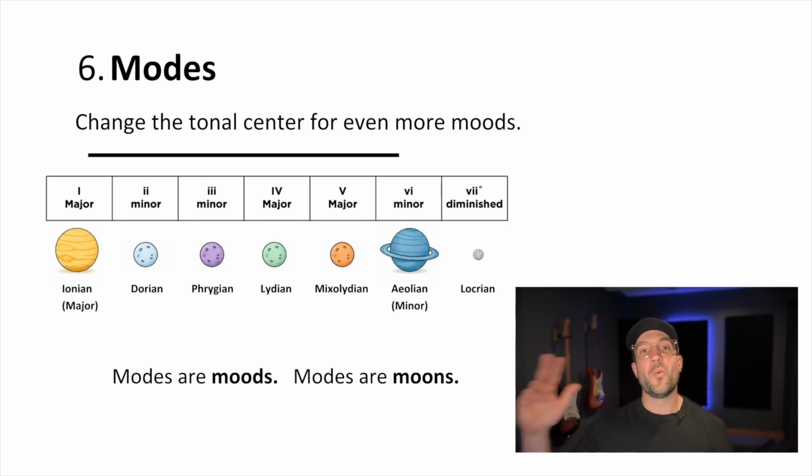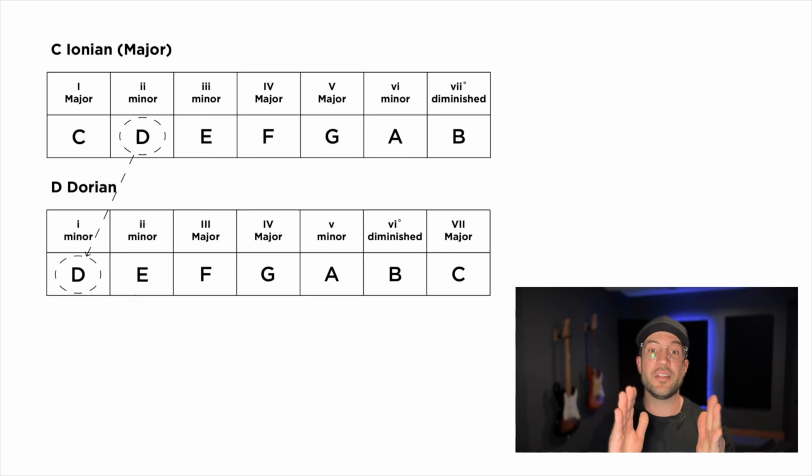And I've gone one step further and I've described them as modes are moons, meaning that they don't quite have the gravitational pull of a major key or a minor key. You have to be a little more cautious when using modes because you might get caught in the gravity of one of those other big planets, major and minor. But nonetheless, the concept is still the same. If I start from the 2 chord and use those same exact notes and same exact chords, well, that is now the mode of D Dorian.